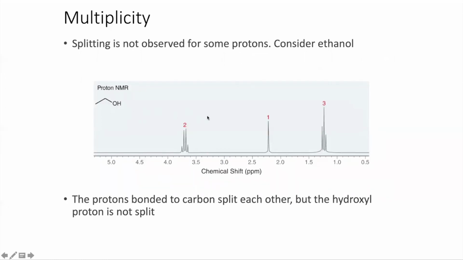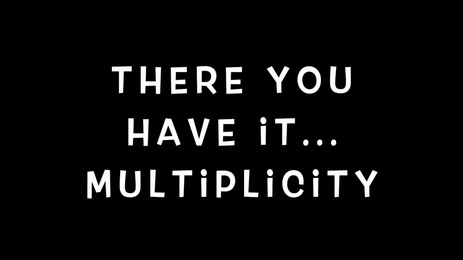And then I just wanted to share with you too that sometimes protons are not split. In this ethanol spectrum, we have a triplet down here about 1.25. That's a 3 proton triplet. And then we have a 2 proton quartet, and that's our ethyl group. And then right in the center, we have at about 2.25, a singlet, which represents the hydrogen that's on the oxygen.